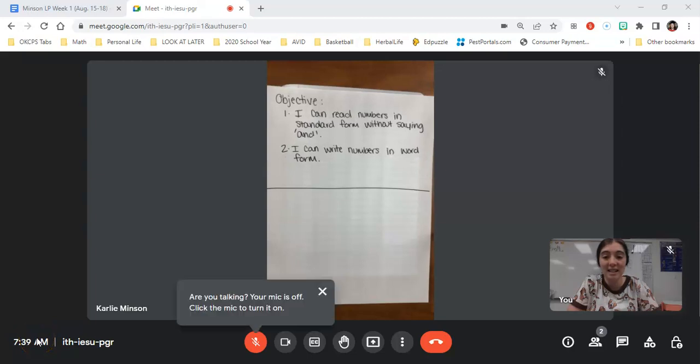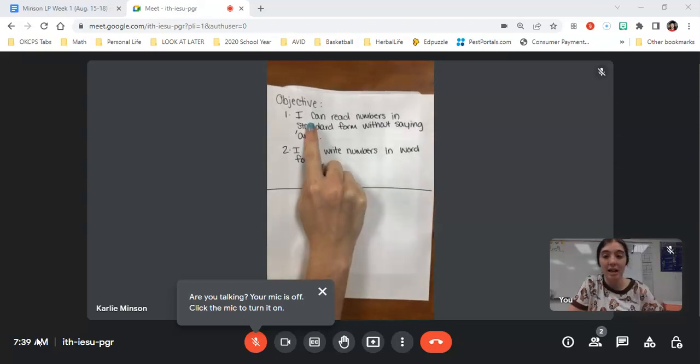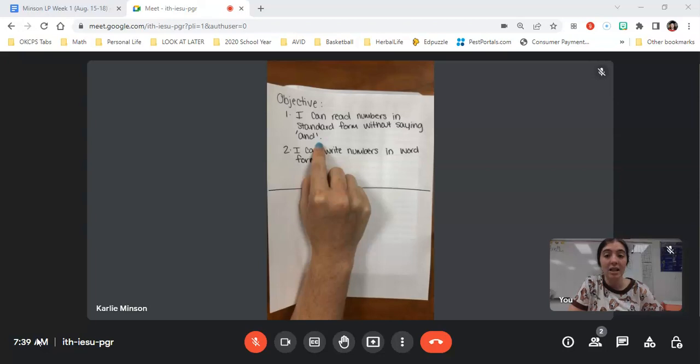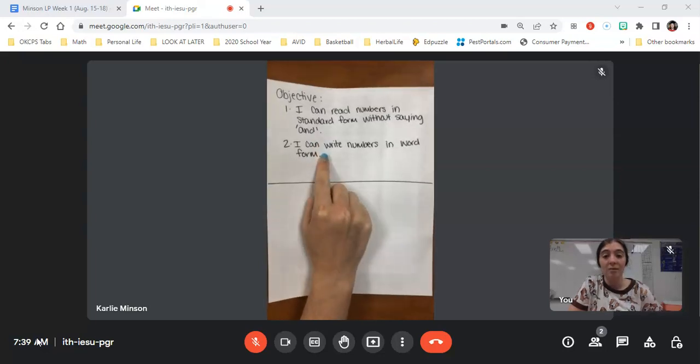Hi, so today's lesson, we have two objectives that we're going to try to reach. The first objective is that I can read numbers in standard form without saying "and." The second objective, I can write numbers in word form.